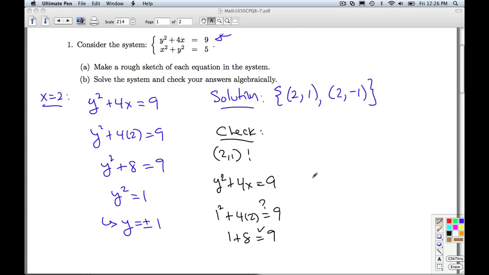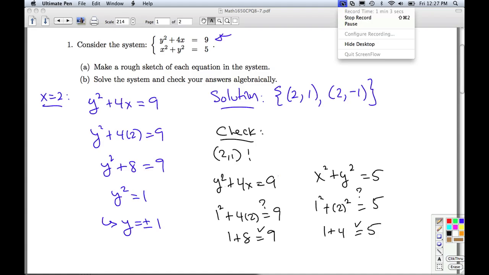Now I have to check it in the other equation. x squared plus y squared equals 5. I substitute in x is 2 and y is 1. 2 squared plus 1 squared, does that in fact equal 5? Well, 4 plus 1 indeed equals 5. So (2, 1) works. Now we got to go and check the other solution, (2, -1).